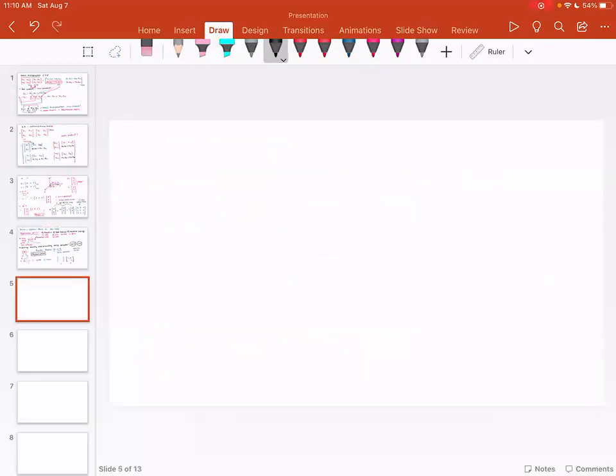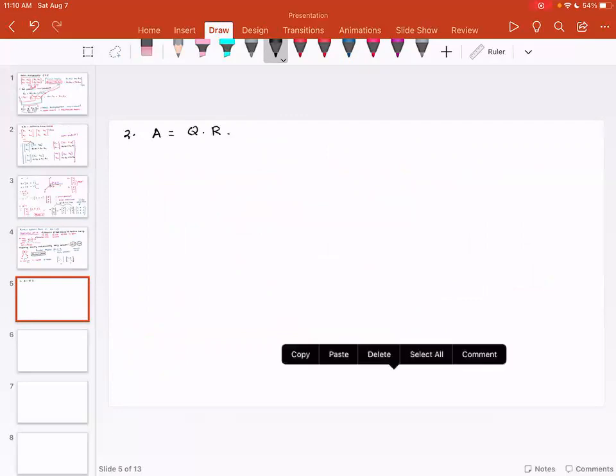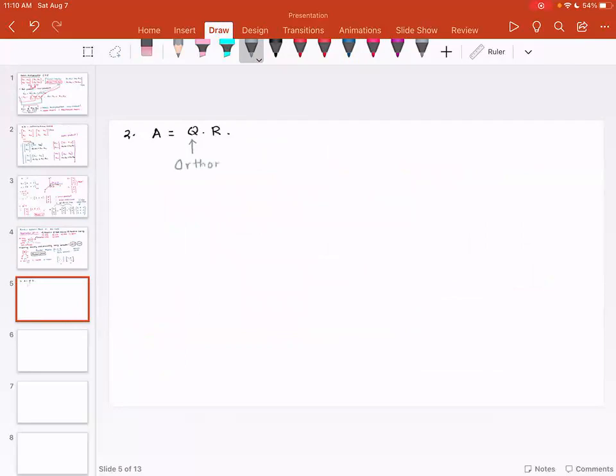The next factorization is something called A is equal to Q times R. And this is again a matrix. However, something important to note is that matrix Q has orthonormal columns. And R is upper triangular.